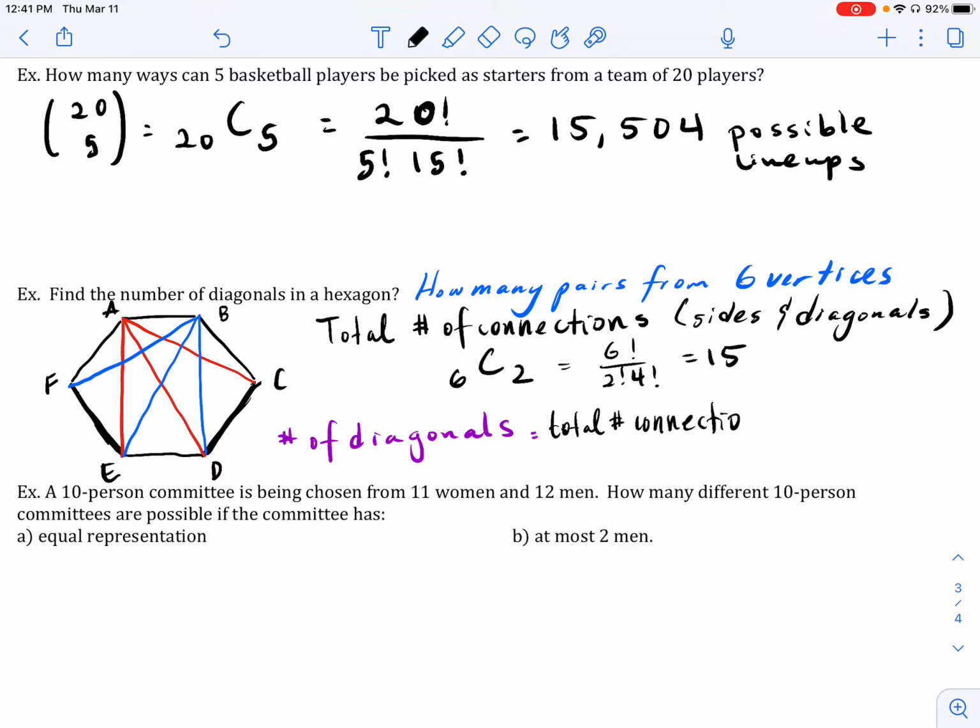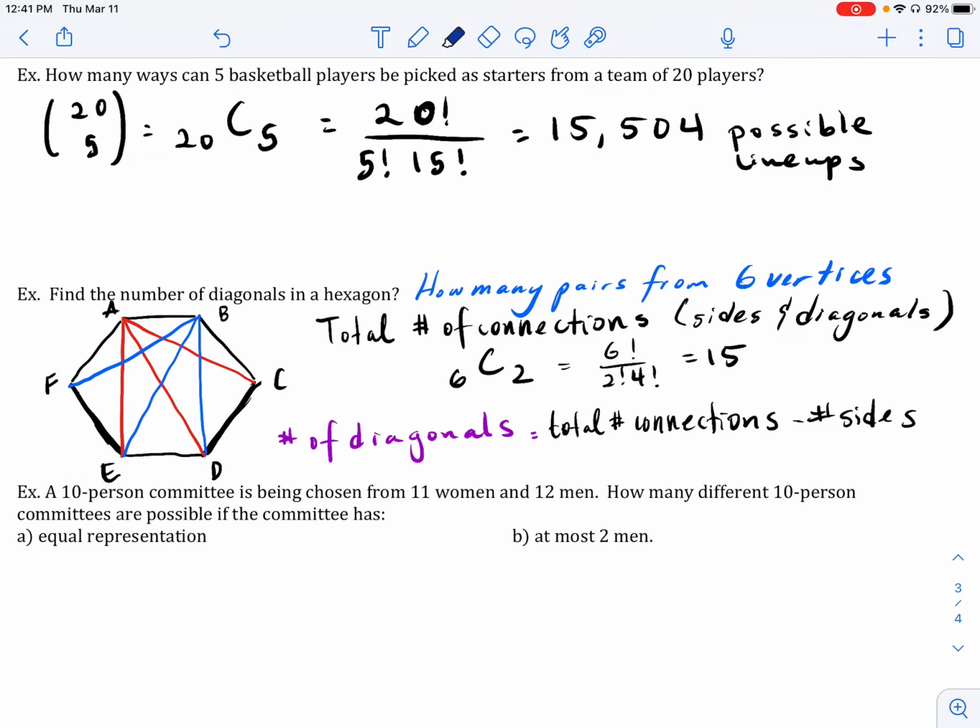And then from that, subtracting the total number of sides. So just kind of pause and think about that for a second. If we take the total number of connections and then just subtract the number of sides that we have, then boom, we're left with the total number of diagonals. And we don't have to really do much to figure out the number of sides.